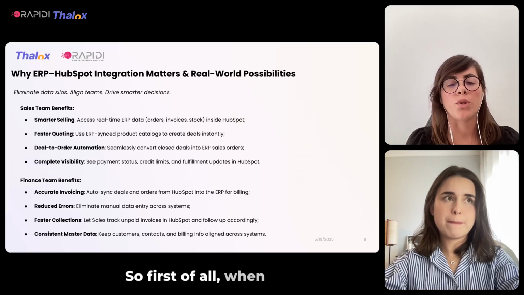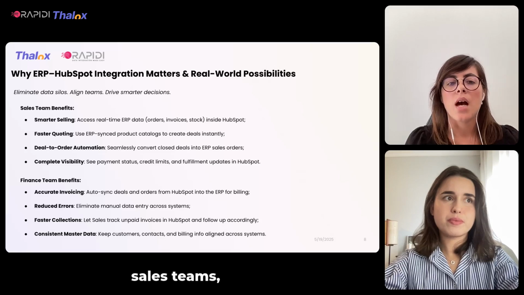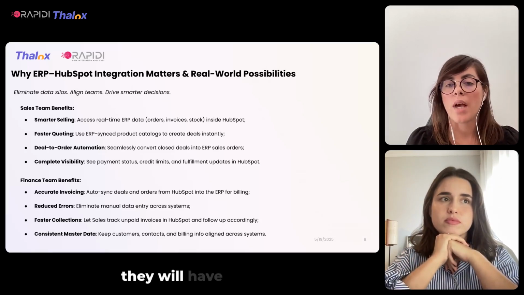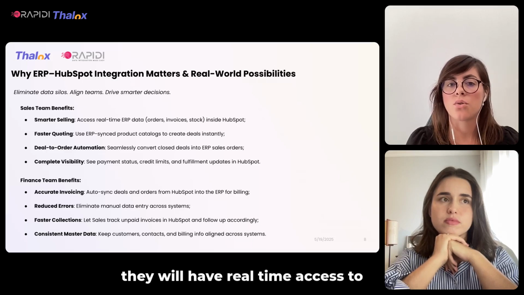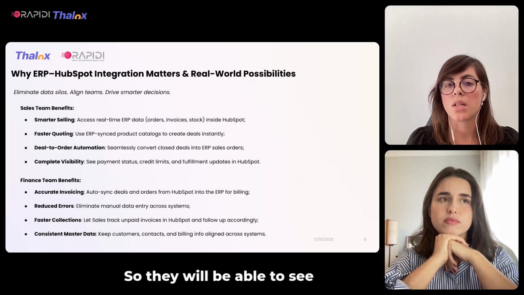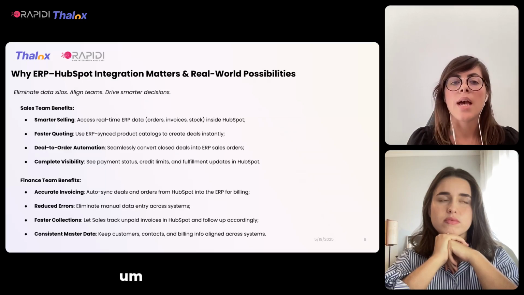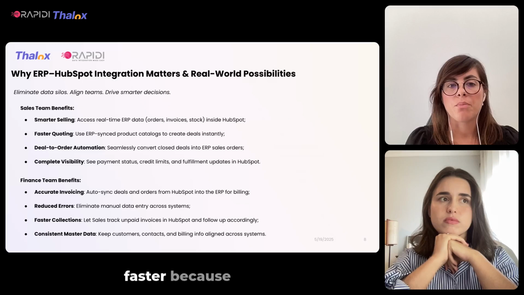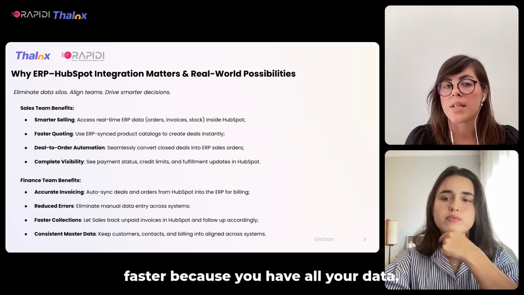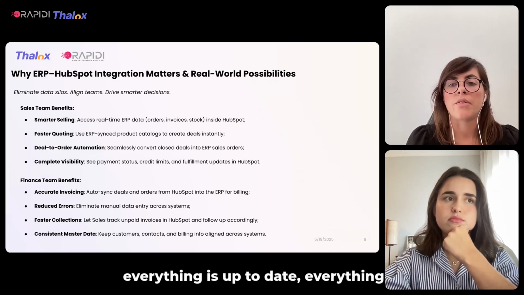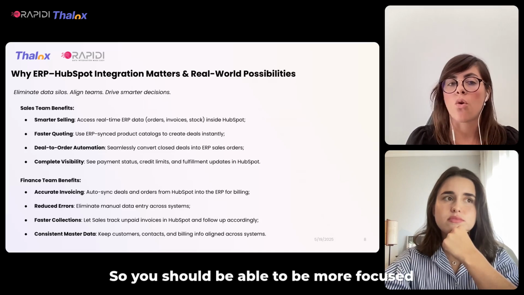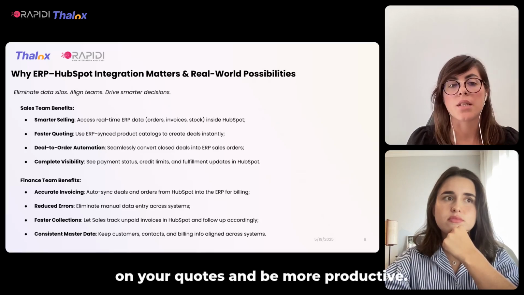So first of all, when we talk about the sales teams, they will be able to sell smarter because they will have real-time access to their data. So they will be able to see in HubSpot orders, invoices, inventory, for example. And then they will be able to quote faster because all your data is up to date and in sync. So you should be able to be more focused on your quotes and be more productive.